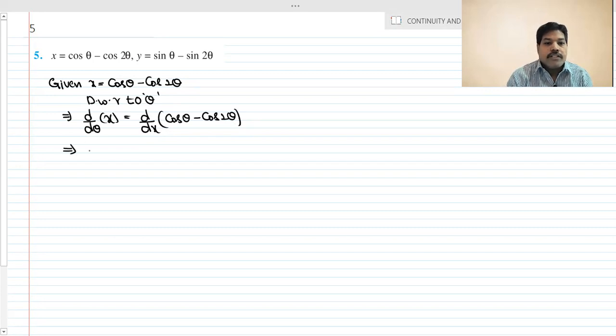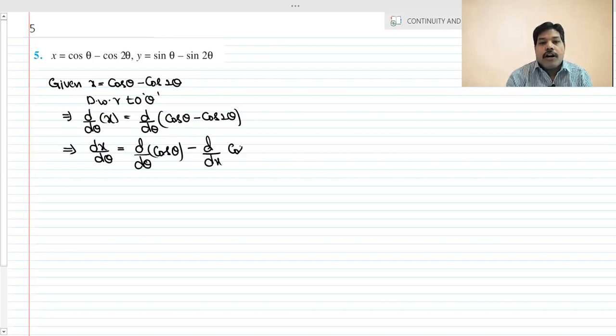So that implies dx by d theta is equal to the derivative. It is with respect to theta, students. It is not x, it is theta. So we are going to differentiate with respect to theta only. That means the derivative of cos theta minus the derivative of cos 2 theta. So what happens?